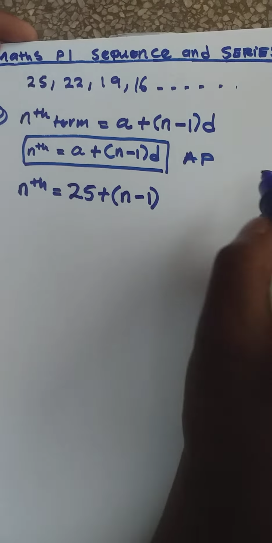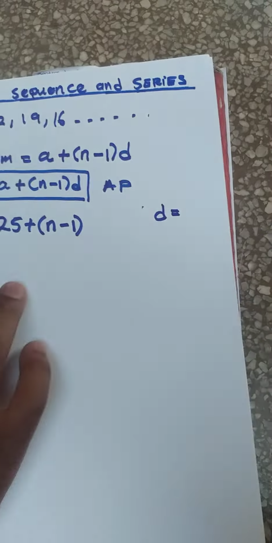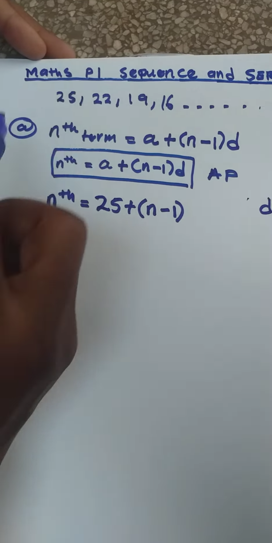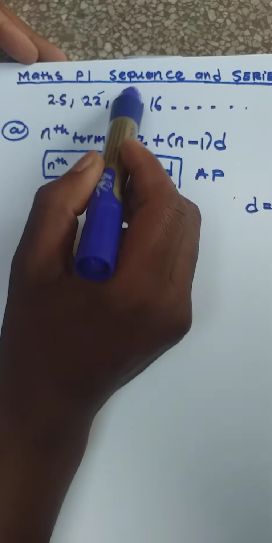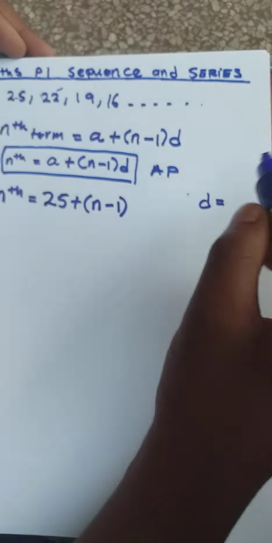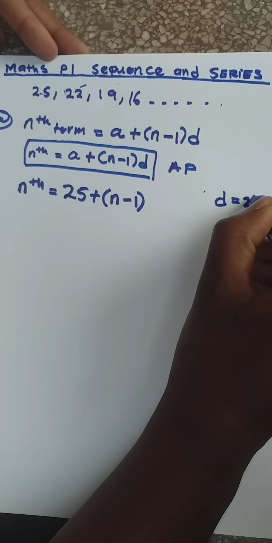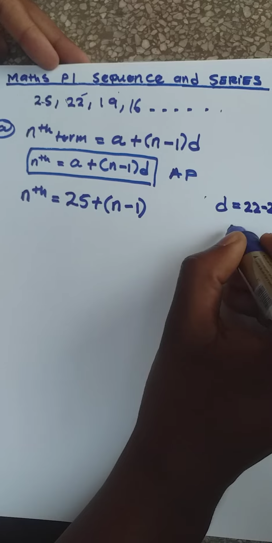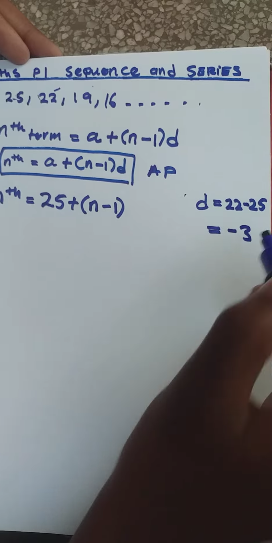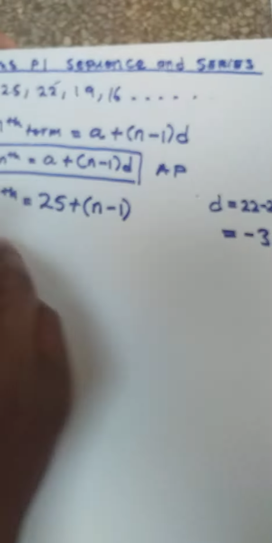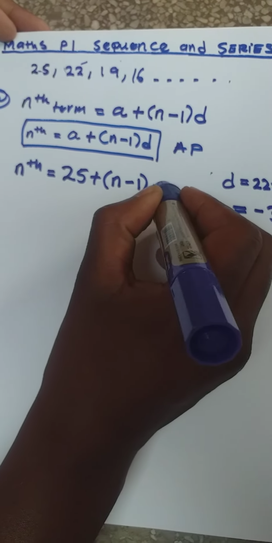To find the common difference, you simply subtract any two successive terms. You can take this term and this term, or this term and this term. Just subtract the second value minus the first value. In this case, we are going to say 22 minus 25. This gives us the common difference. 22 minus 25 is negative 3. Remember, we're removing a bigger number from a smaller number, so the answer is always negative. So our common difference is negative 3.